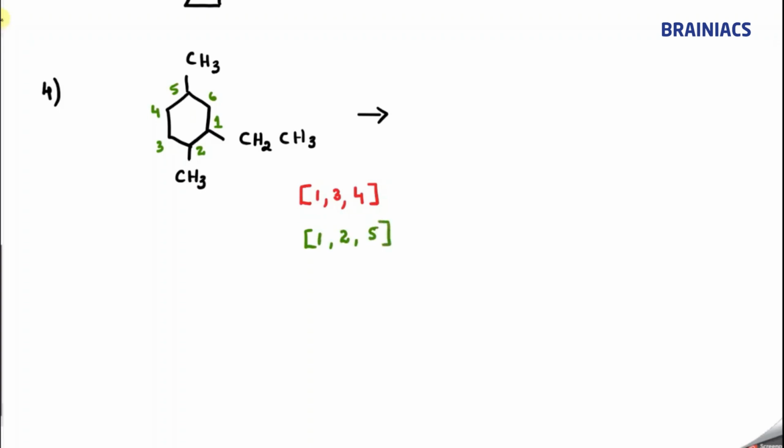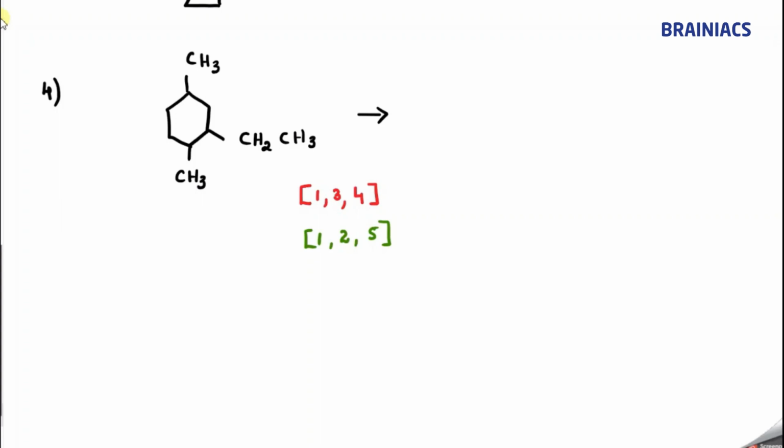Now let me try the next one. You should try all the possible ways, then you will be able to do it easily. But here I will give a tip. Whenever two substituents are present very near each other, in that case we should start from there. Then you will get the lowest possible locants. That is a small technique.